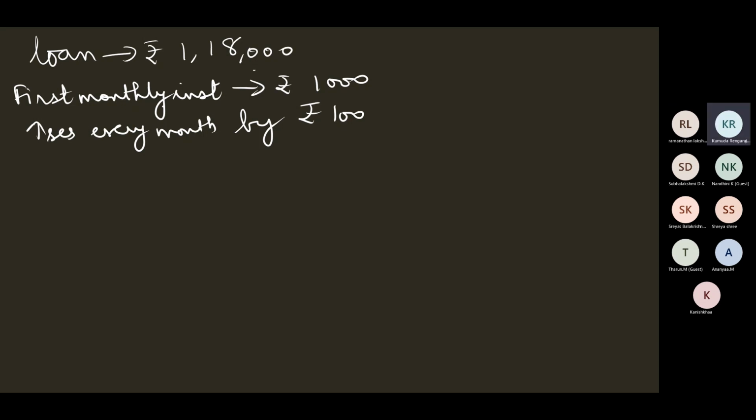Now, based on this, the total loan is 1,18,000. You take a loan, you have to repay. So first monthly installment, 1,000 rupees. Every month it increases by 100. Now, these are the questions. Answer the first question.